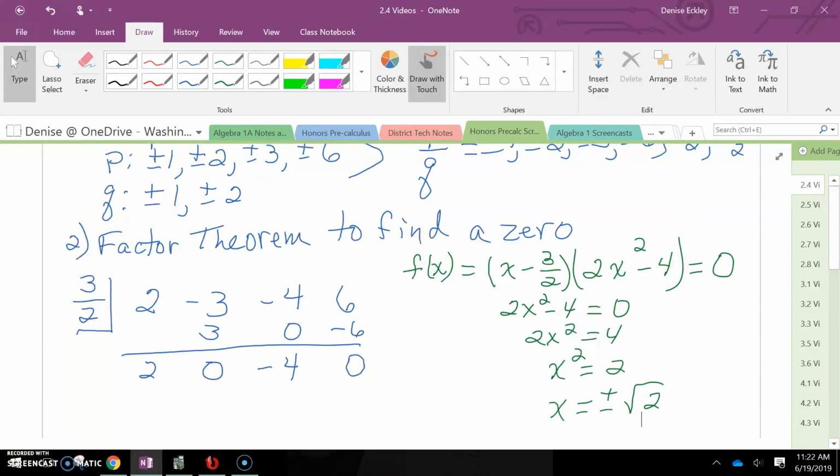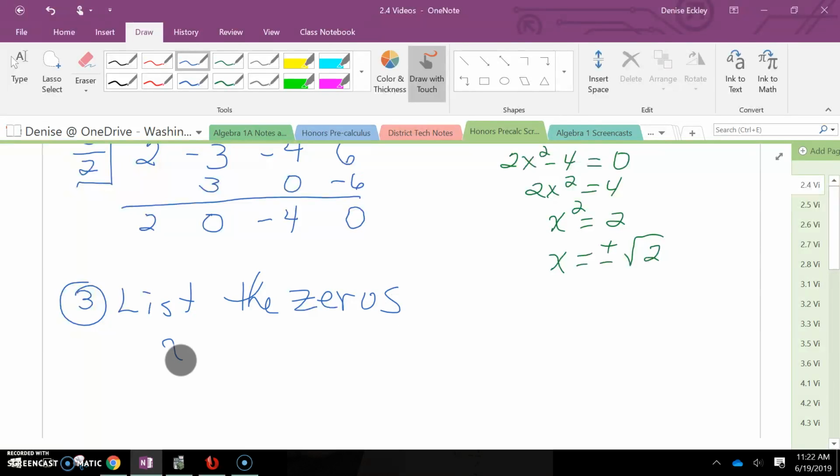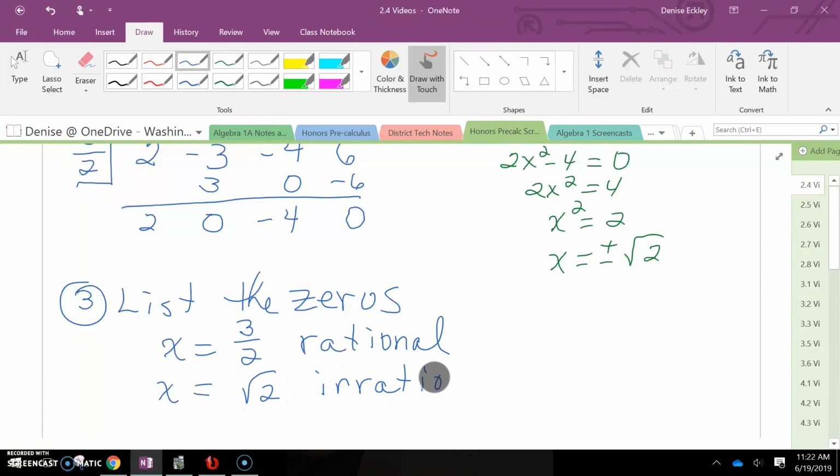So I'm supposed to identify them as rational or irrational. So that's our final step. So step 3 is to list the zeros. So our first one is x equals 3 over 2, and that is a rational 0. The next 0 is the square root of 2, and square root of 2 is an irrational number. And then the final one is negative square root of 2, which is also irrational. And there we have all of our zeros, and we've identified them.